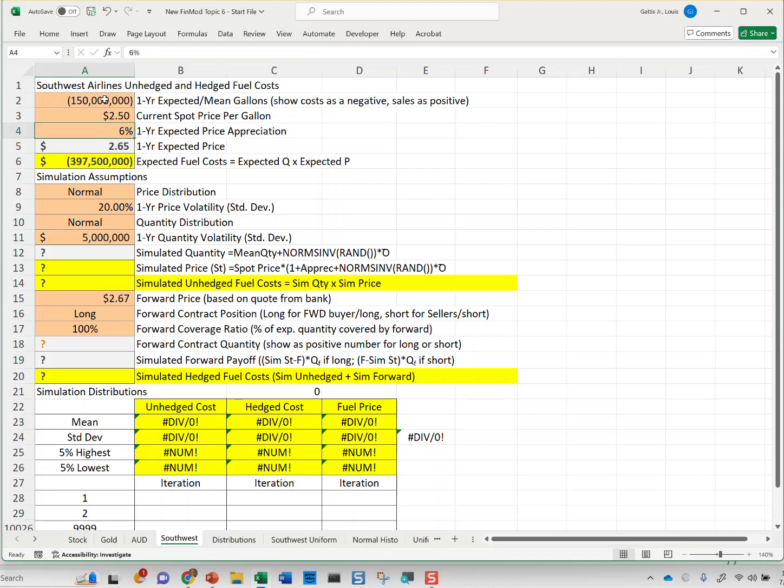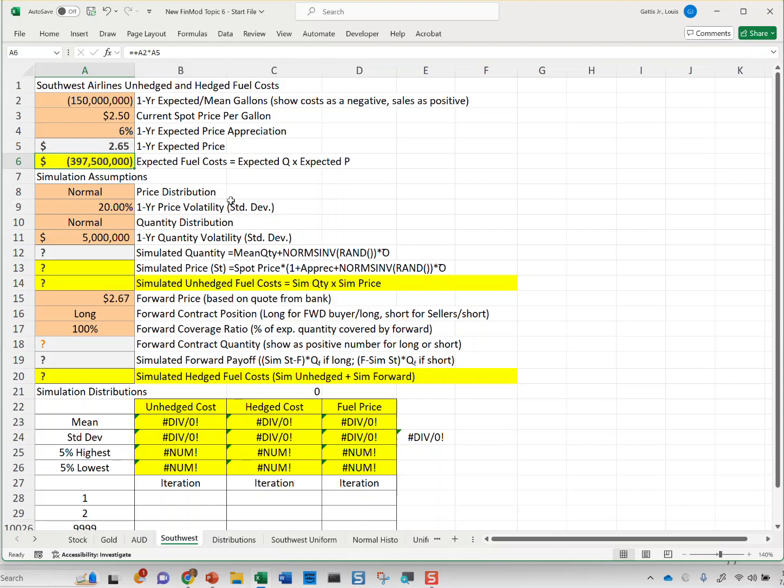And what we have here are parameters I've entered already. 150 million quantity. You always want to show purchases as a negative number to show a negative cost. This current spot price is 250. Expected appreciation is 6%, and you can see there that they expect to pay 265 next year. That's just the 250 times 1.06. And if I just take the expected price times the expected quantity, they expect to spend $397 million in jet fuel. However, things are never going to turn out to be like expected.